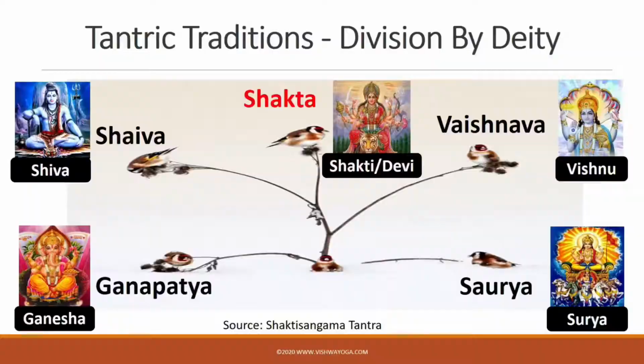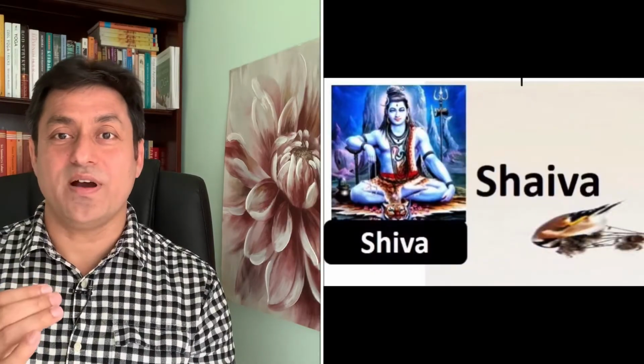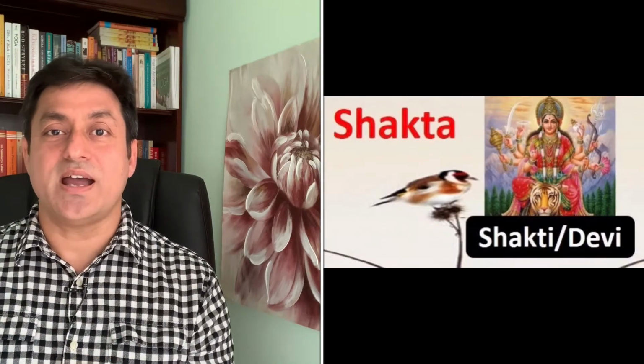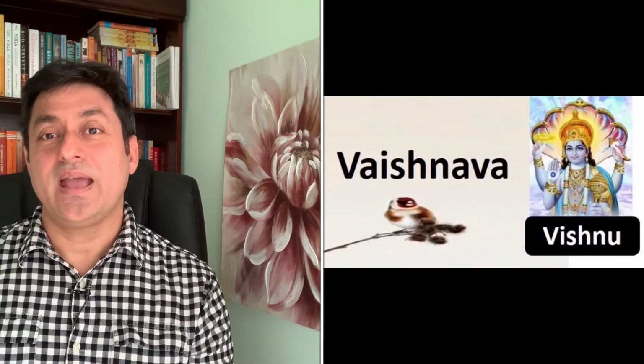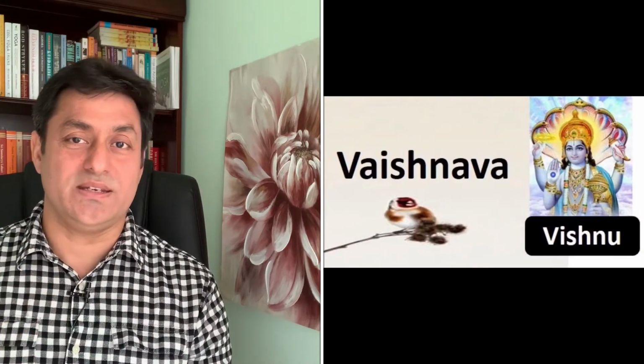And lastly, the most popular way to classify the Tantric tradition is based on a particular or main deity. As per Shakti Sangam Tantra, there are 10 different branches based on the worship of a deity. But these 5 are the well-known ones, which you may be aware of or have already heard about. It includes Shaiva, in which Shiva is the main deity, Shakta, in which Shakti or Devi is the main deity, Vaishnava, in which Vishnu is the main deity, Ganapatya, in which Ganesha is the main deity, and Surya, in which the Sun is the main deity.